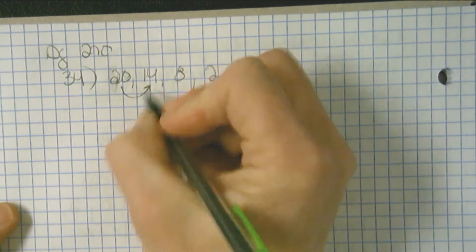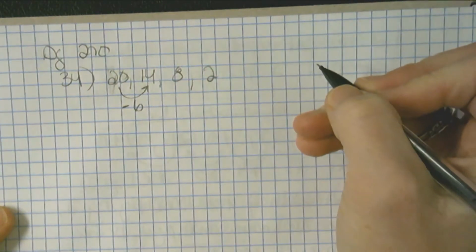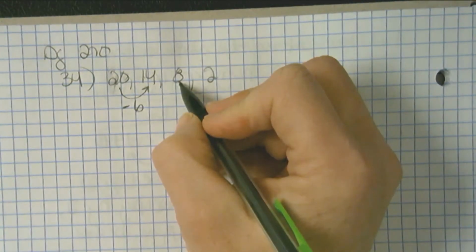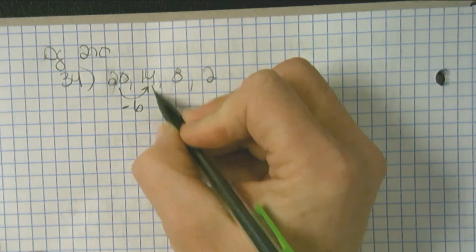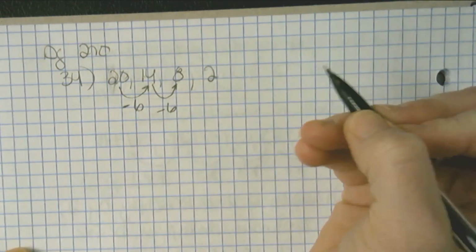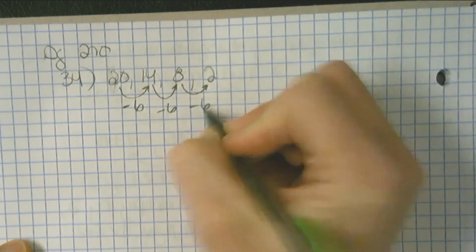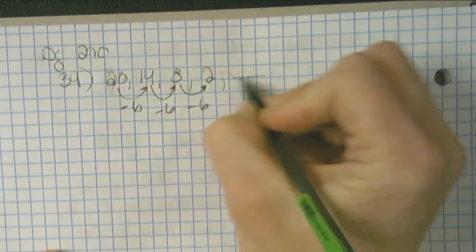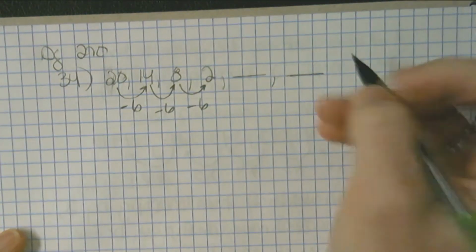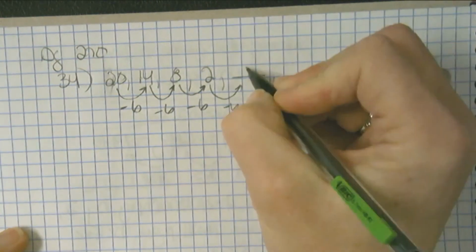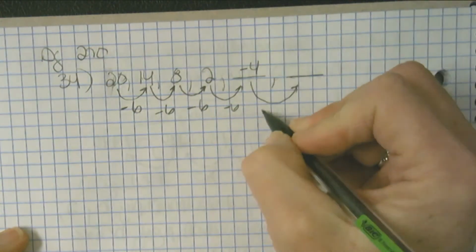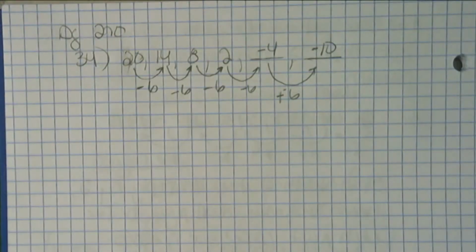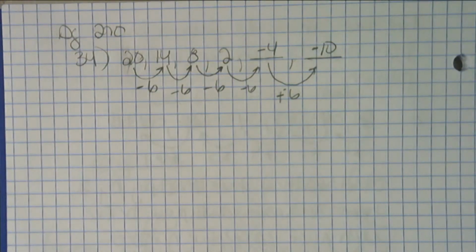So 20 minus 14 is 6. So I'm going to subtract 6 off. All right, well 14 minus 8 is also 6. Or 14 minus 6 gives me my 8. 8 minus 6 gives me my 2. So now I have my pattern. And the directions were find the next two terms. All right, well 2 minus 6 is a negative 4. Negative 4 minus 6, or plus a negative 6, is negative 10. Are you cool with that?